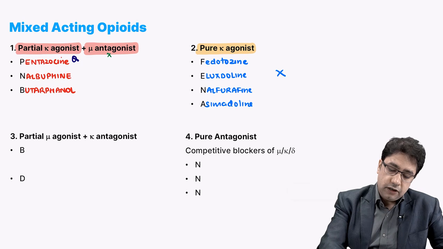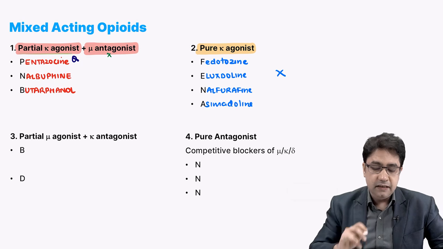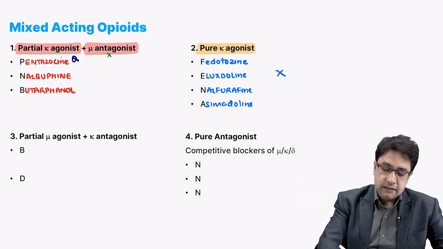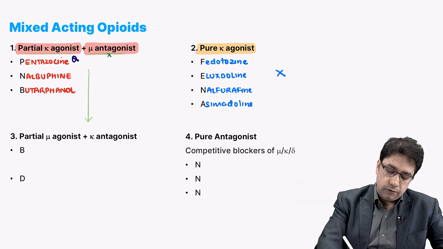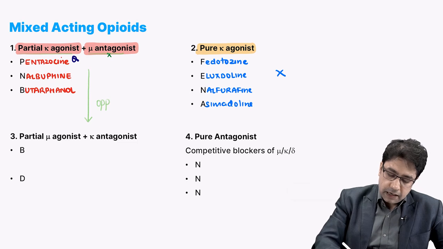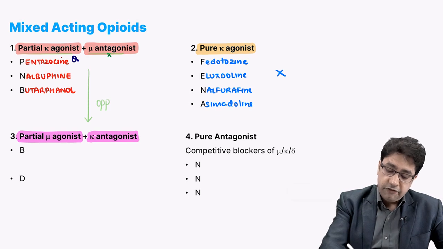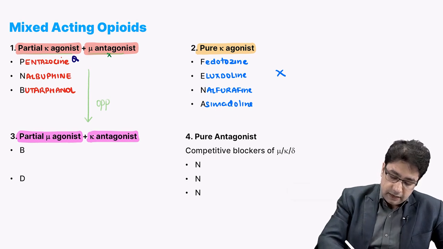Now, let's make it opposite. The first one we have written as partial kappa agonist and mu antagonist. Let's make them opposite now. If we make them opposite, what will it become? It will become partial mu agonist and kappa antagonist. And the drug is very frequently asked. The drug name is buprenorphine.